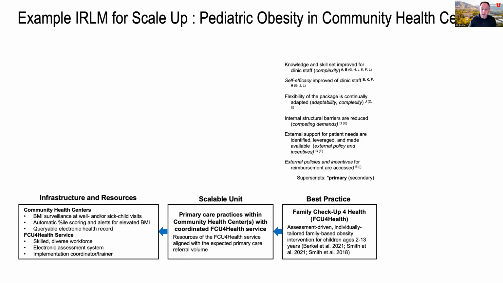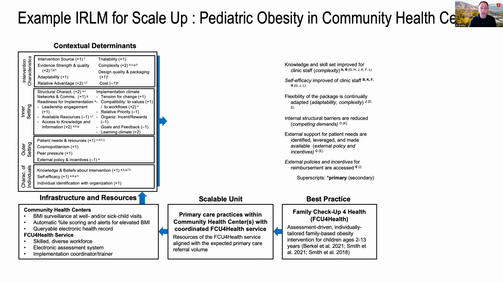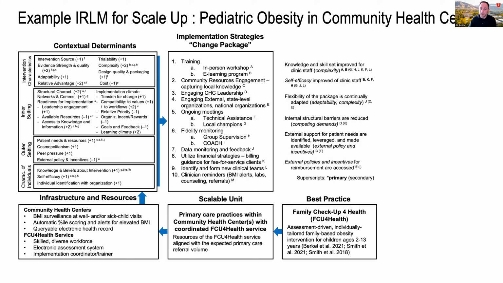So this could include things like BMI surveillance that's happening at well or sick child visits, automatic percentile scoring and alerts. And for the FCU for health service, we need to have a skilled, diverse workforce, electronic assessment systems, and implementation training and coordination. We then have a number of contextual determinants, not necessary to go through these in detail. We then have an evidence-based change package that we have tested in prior smaller studies that involves things like engaging the CHC's leadership, having multiple both asynchronous and synchronous learning opportunities, ongoing data monitoring and feedback, as well as fidelity monitoring, to name a few.